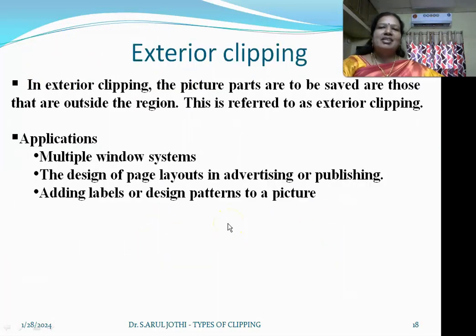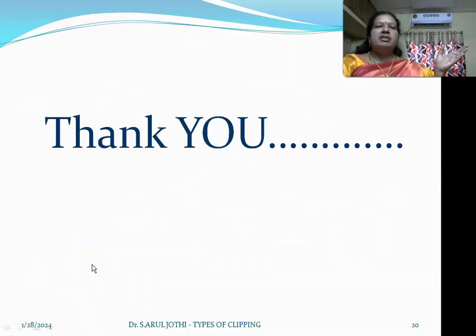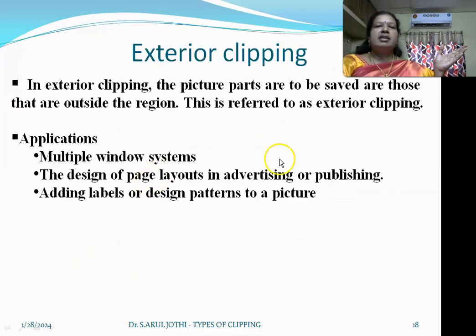So next is exterior clipping. It is a different concept. Usually in normal clipping we accept the object that is within the boundary and we reject what is outside the boundary. Here we accept the points that are outside the boundary and reject those inside the boundary. Here is an example: this is the window boundary and this is our object. The portion outside the boundary is accepted and the portion within the boundary is rejected. So this is the case with exterior clipping.